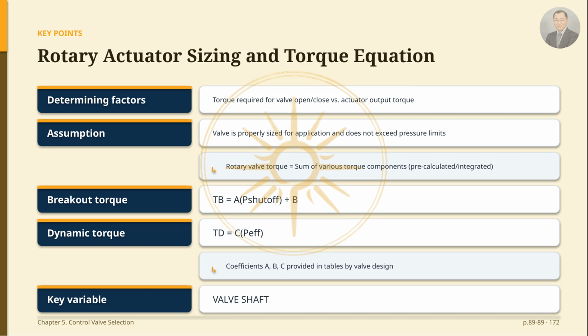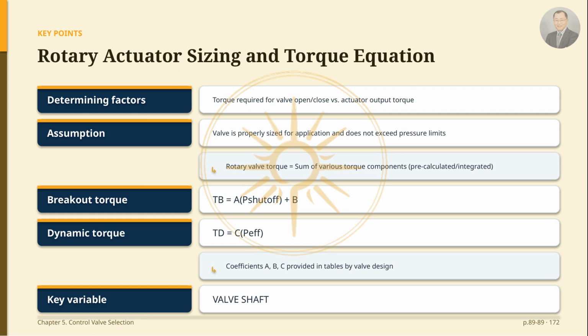When selecting the most economical rotary valve actuator, the determining factors are the torque required to open and close the valve and the torque output of the actuator. This method assumes that the valve has already been properly sized for the application, and that the application does not exceed the pressure limitations of the valve. The torque of a rotary valve is expressed as the sum of several torque components. However, to avoid confusion, some of these components have been combined and some calculations have been performed in advance. As a result, the torque required for each valve type can be represented by two simple and practical equations.